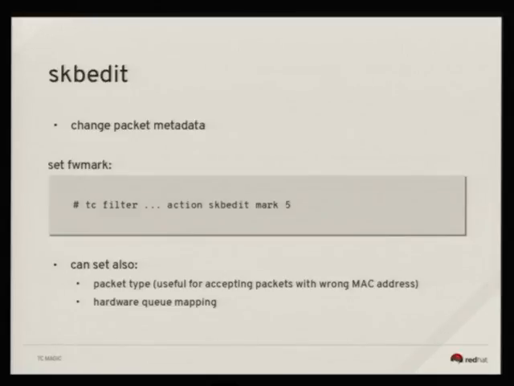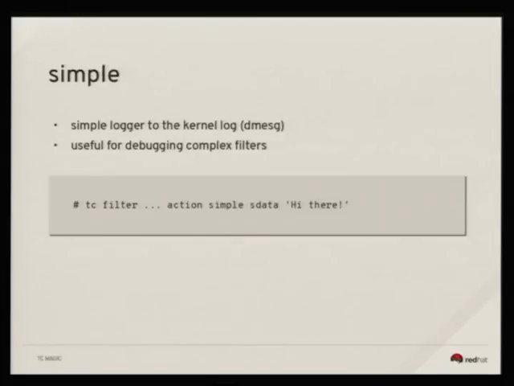So if you do something really crazy with a packet, it can happen that the Linux network stack can think that the packet is not destined to the local machine, but should be forwarded somewhere, so you can fix it up with this. That's really out of scope of this presentation. Or you can set hardware queue mapping. So if your hardware supports multiple queues, you can use skbedit to specify which exact queue the packet should go to. So that's really advanced stuff.